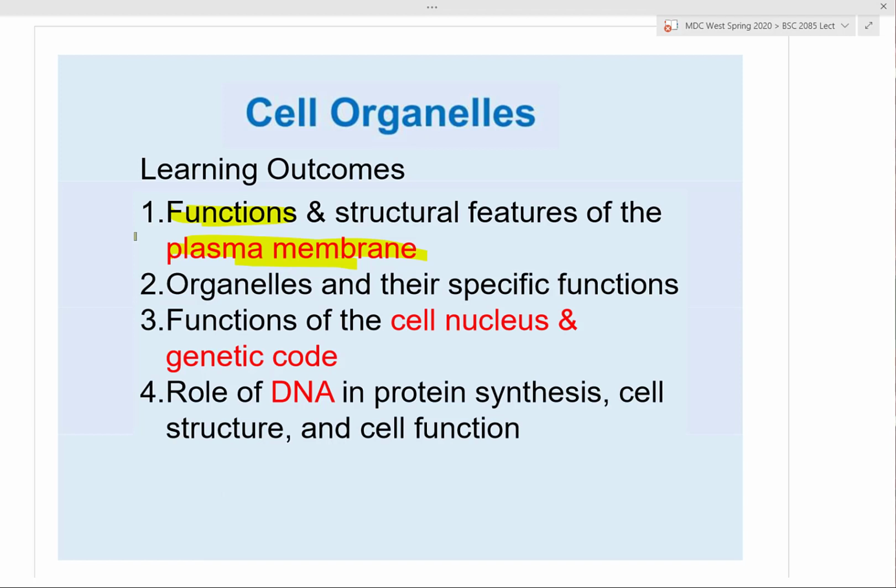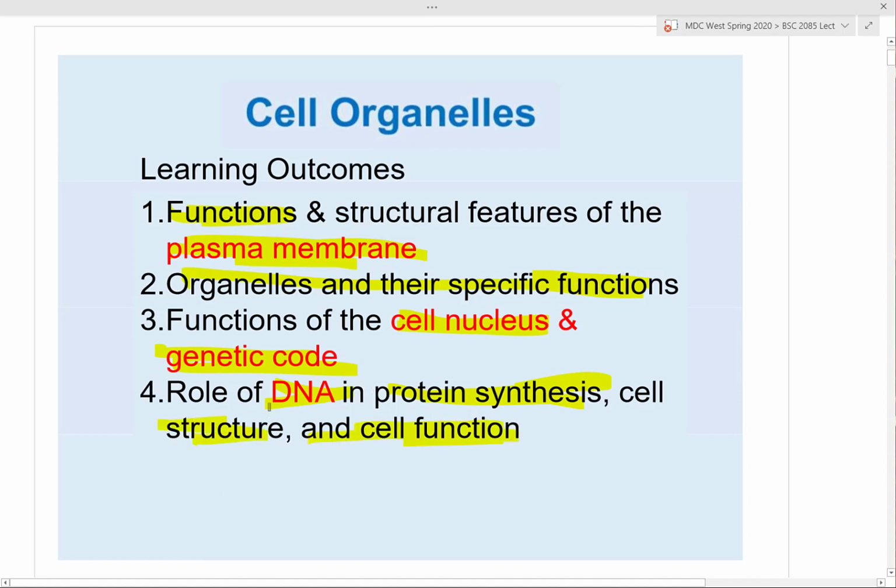So organelles and their specific functions, that's the next one that we're going to talk about, and that's going to be the majority of the content here. And then we're also going to talk about the functions of the cell nucleus, and you already know what is in the nucleus? DNA. And DNA is made out of what? What is the building block of DNA? Nucleic acids, right? And then, of course, they're going to make up your genetic code. And we're also going to talk about the role of DNA in the actual protein synthesis, which, to tell you the truth, is two places only. Protein synthesis takes place on the rough endoplasmic reticulum, or rough ER, or on the actual ribosomes. That's it. Nowhere else.